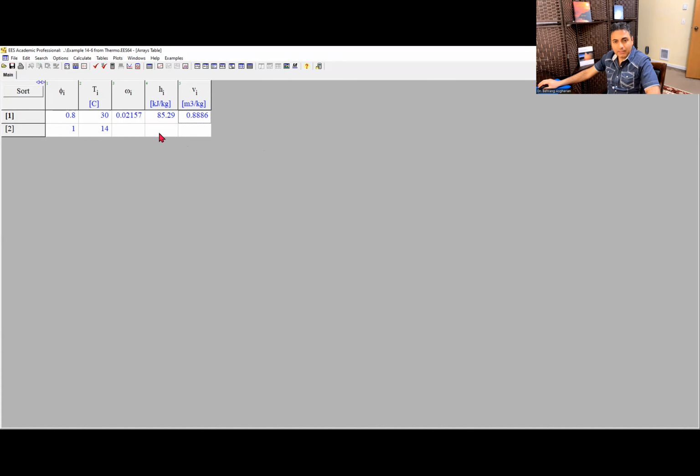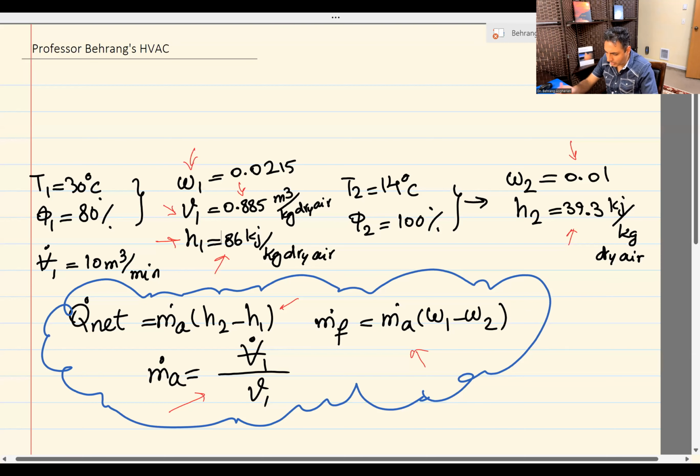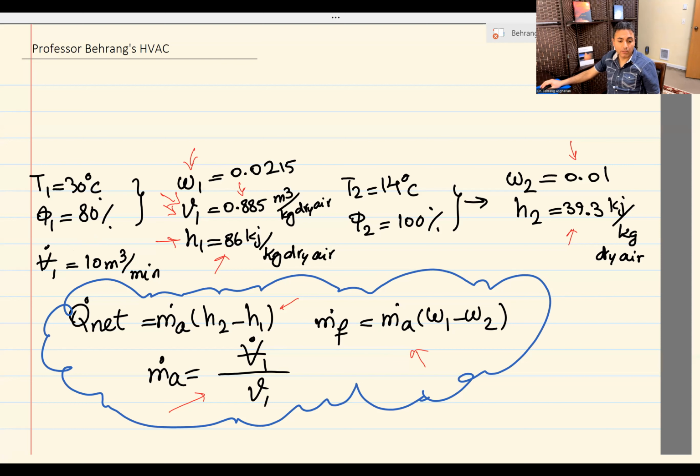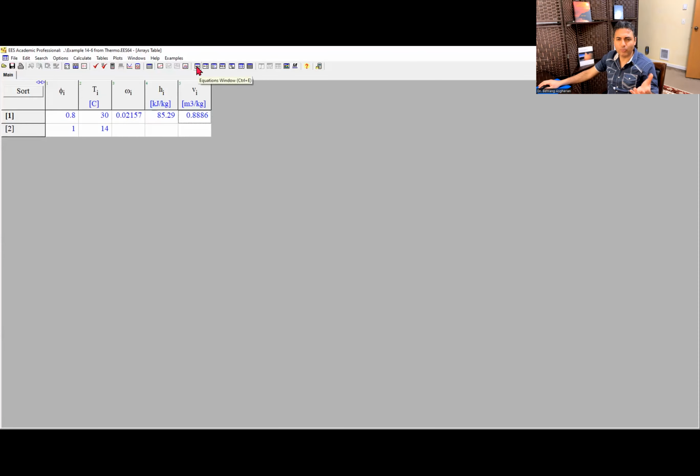The value I got is 0.8886 meters cubed per kilogram. What did I get from the psychrometric chart? Let's go back and take a look at it one more time real quick. The value I got was this guy, 0.885. This is roughly what I read from the psychrometric chart. Okay, no problem. This works for me very, very well. This is supposed to be more accurate, so I don't need to go back and forth from now on. You know what the deal is.